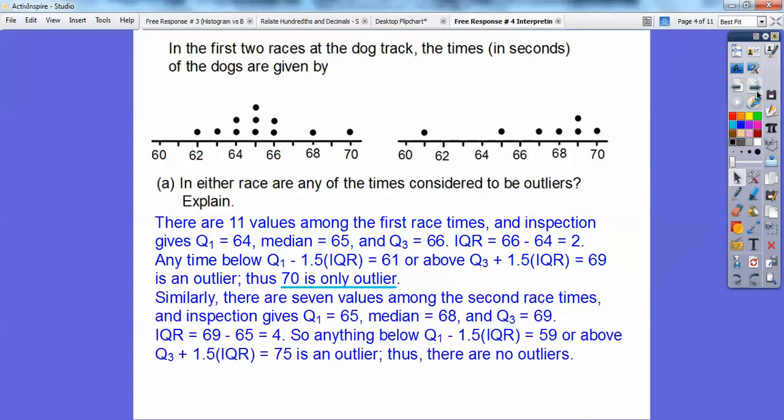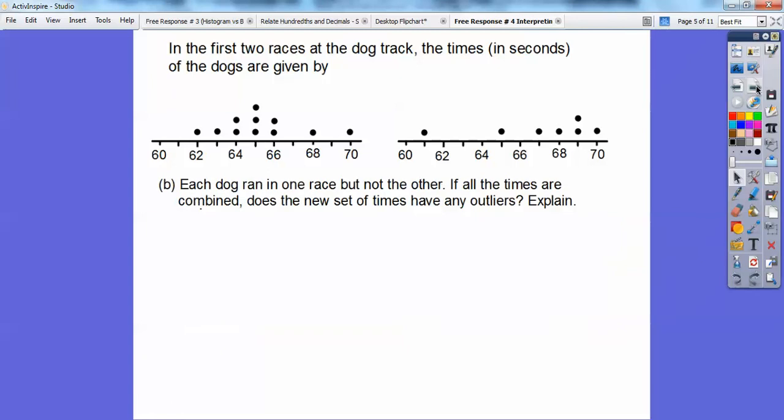Similarly, there are 7 values in the second race, and inspection gives the two quartiles and the median. The IQR this time is 69 minus 65, which is 4. Anything below quartile 1 minus 1.5 times the IQR, which is 59. Nothing's below that, because this is 61. Or above quartile 3 plus 1.5 times the IQR, which is 75. There's nothing above that, you guys. So there are no outliers in the second race. There's only an outlier in the first race.